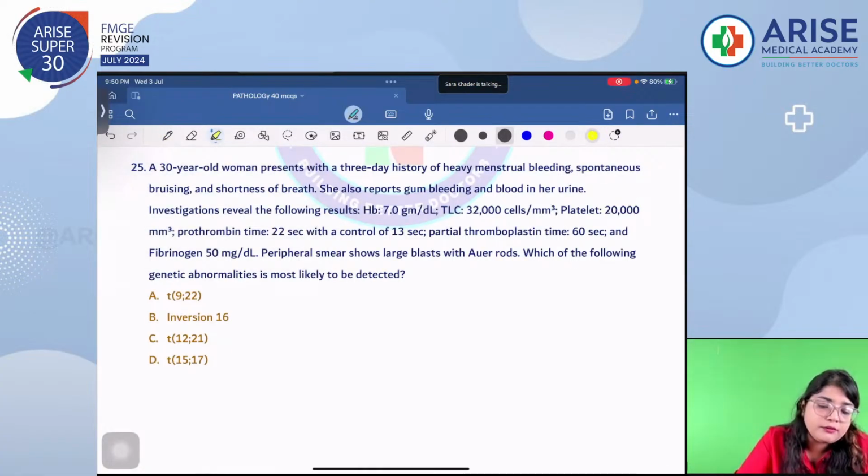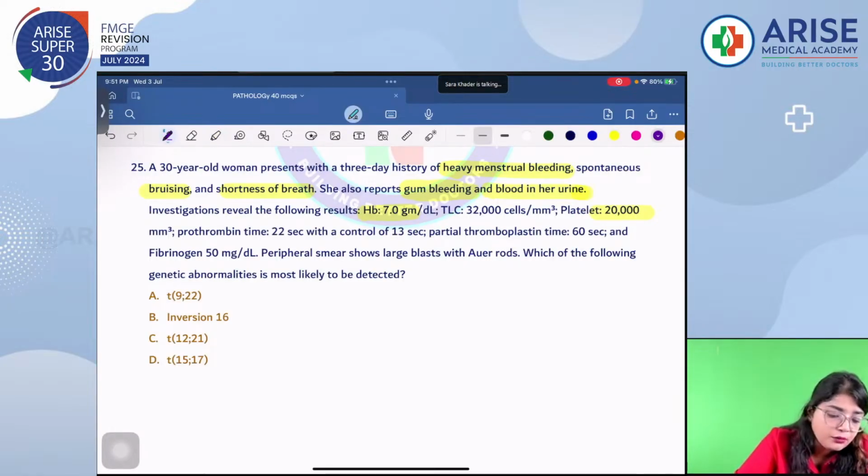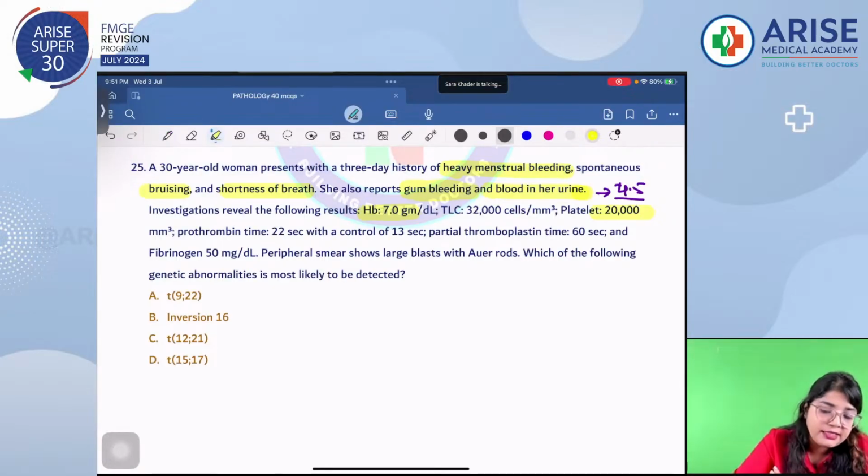A 30-year-old woman presents with a 3-day history of heavy menstrual bleeding, spontaneous bruising, shortness of breath. She also has gum bleeding and blood in the urine. What else can you see? Hemoglobin is 7 because of the bleeding. The platelet count is 20,000. Guys, normal platelet count is around 1.5 to 4.5 lakhs. So the platelets are decreased.